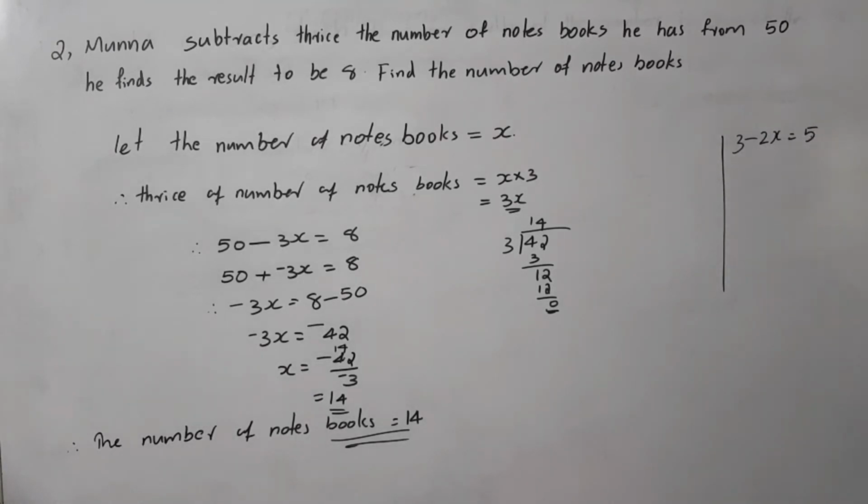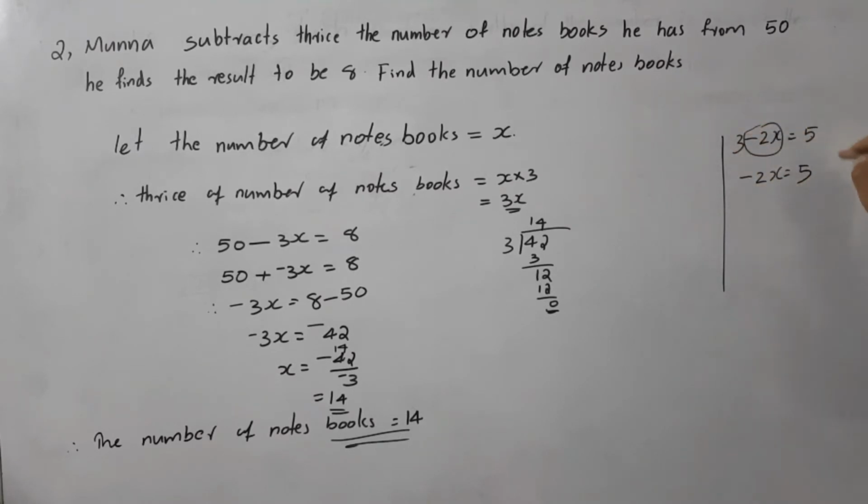Then how do we do it? It's not necessary to make it 3 plus minus 2x. If you make it like that, you won't have any confusion. If you don't make it like that, it's very easy to transpose. 3 minus 2x is equal to 5. Then what do we keep on the LHS? We keep the term minus 2x. Minus 2x is equal to 5.